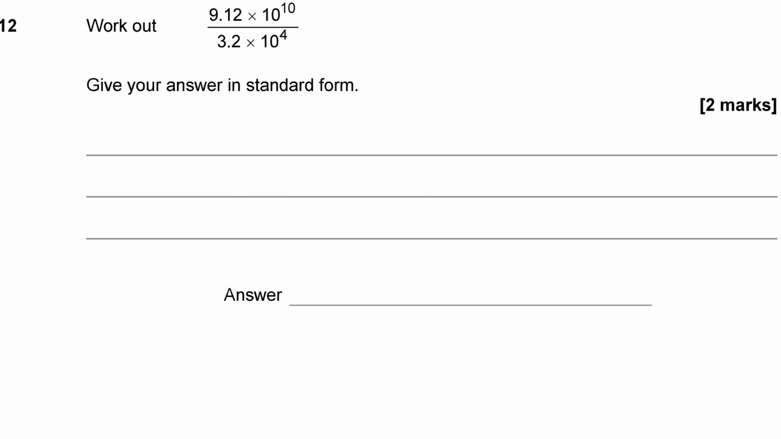Question 12, work out, and I've got two numbers in standard form, 9.12 times 10 to the 10 divided by 3.2 times 10 to the 4. Give your answer in standard form.